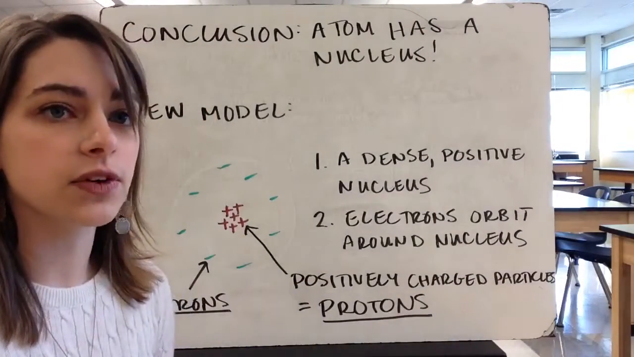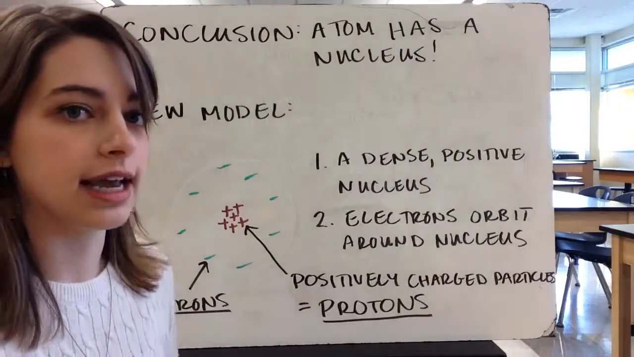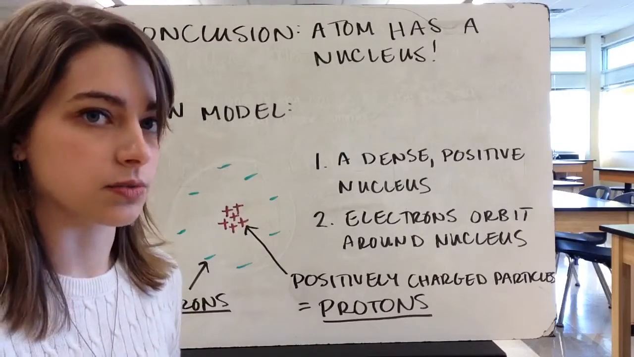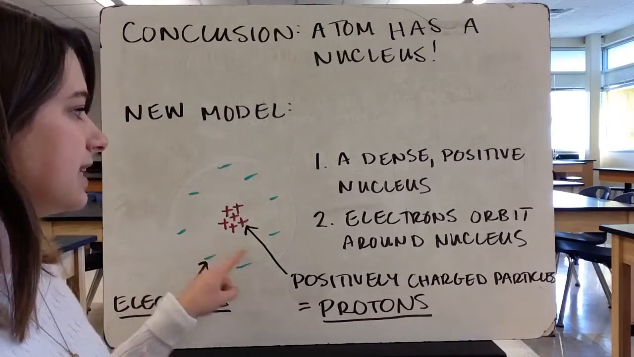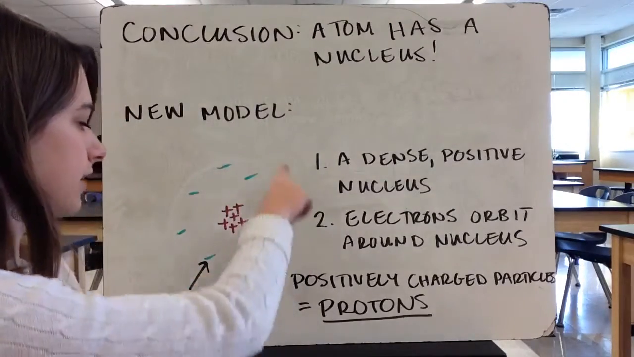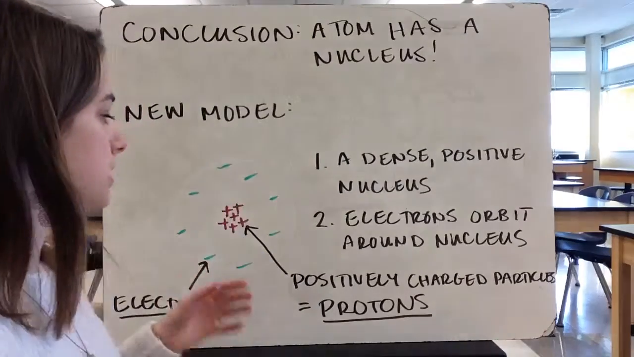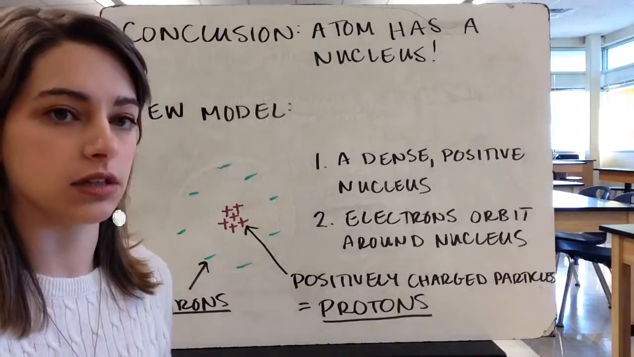From this, Rutherford was able to conclude that an atom has a nucleus. It has this piece in the middle that's getting in the way of the alpha particles moving through the atom. So he modified the model. We now have a dense positive nucleus with the negative electrons orbiting around the nucleus. So we still have to have both our positive and our negative charges in order to make something neutral.